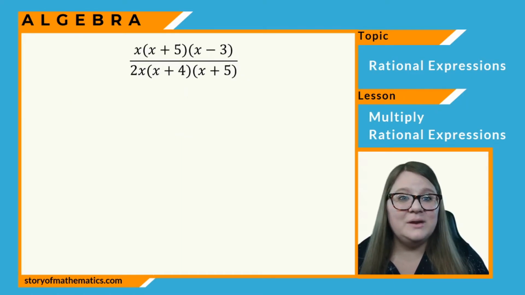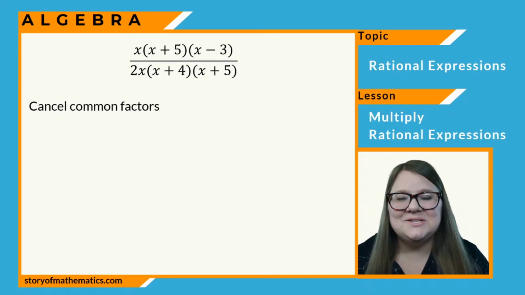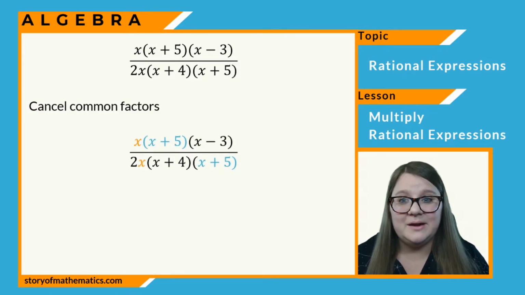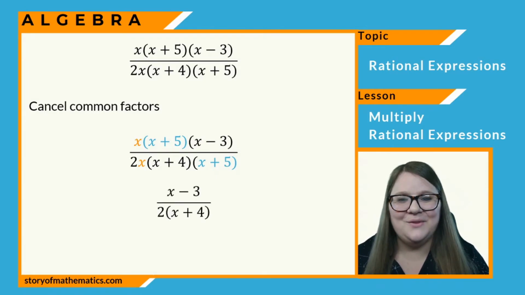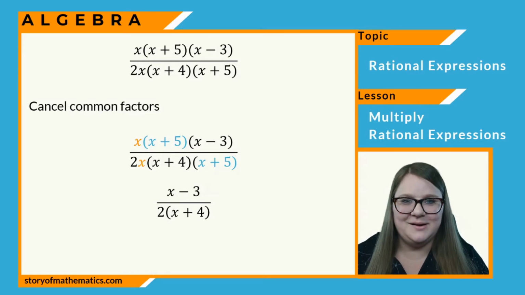Now that I've done that, I'm going to be able to cancel common factors. So notice that both the numerator and the denominator have an x and an x plus 5. So I will cancel those out and I'm left with x minus 3 in the numerator and 2 times x plus 4 in the denominator.